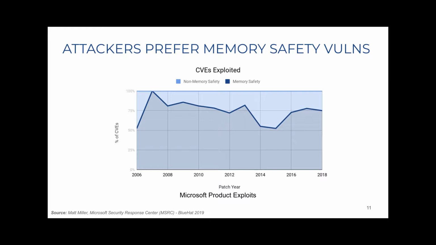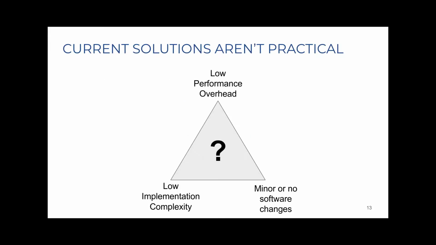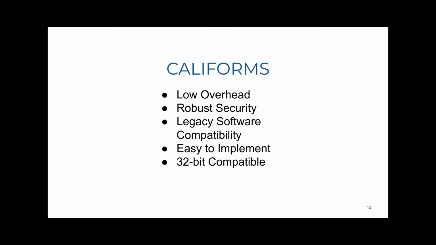So what can we do about this? A number of solutions have been proposed over the years, but they haven't been practical enough to be realized in commodity devices, whether it be because of performance or complexity. Califorms is different. It provides low overhead, robust security, and is compatible with legacy software. It is also easy to implement at the microarchitectural level and can be deployed across many devices.